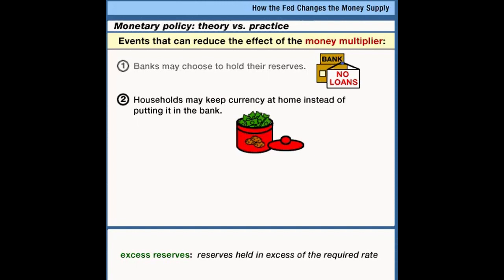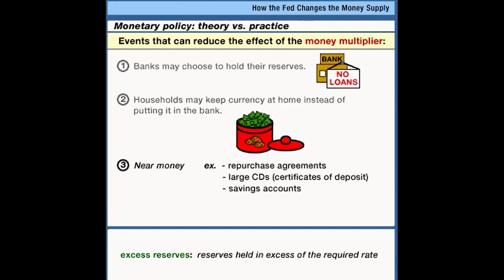Finally, there's another concern that keeps the Fed from having such tight control over the money supply, and that is that there are things that count as near money. Repurchase agreements, large CDs, savings accounts, over which the Fed does not have nearly as much control. The reserve requirement is directly aimed at checking accounts. And these near monies, these other kinds of liquid ways of storing wealth, may increase or decrease without as much direct control from the Fed. And when that happens, people may change their shopping behavior using mediums that the Fed is not directly controlling, and that limits the Fed's ability to fine-tune the economy as tightly as it might like.